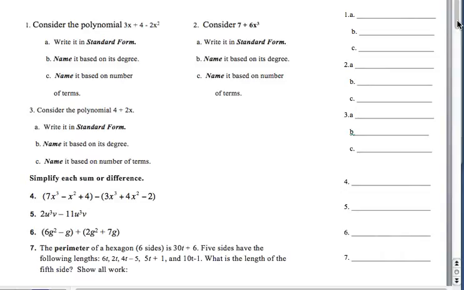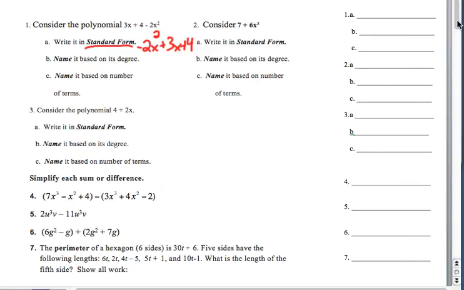In our first section, the first section is all about naming polynomials and putting them in standard form. Remember, standard form means putting them in order. What that means is I need the thing with the highest exponent first, which is going to be that negative 2x squared, then the 3x, then the 4. Again, standard form just means putting them in order.